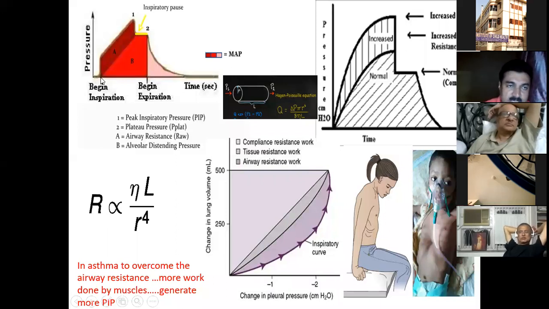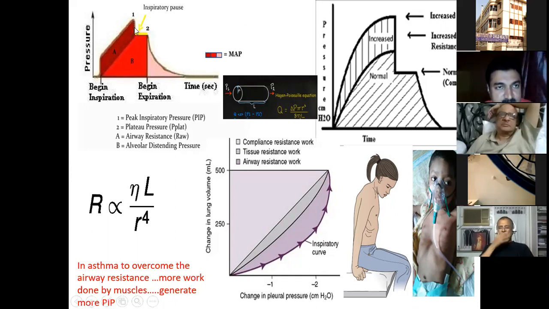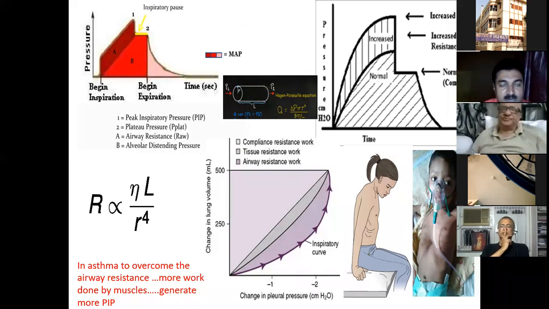So when we start our inspiration, the inspiration is started at this point, it increases to a sufficient PIP up to this point, and there is a sudden drop. This sudden drop is the normal physiology. It is due to the maximum dilatation of the alveolus and distribution of the volume, the air or air-oxygen mixture. The maximum dilatation of the alveoli causes this sudden reduction at this point.